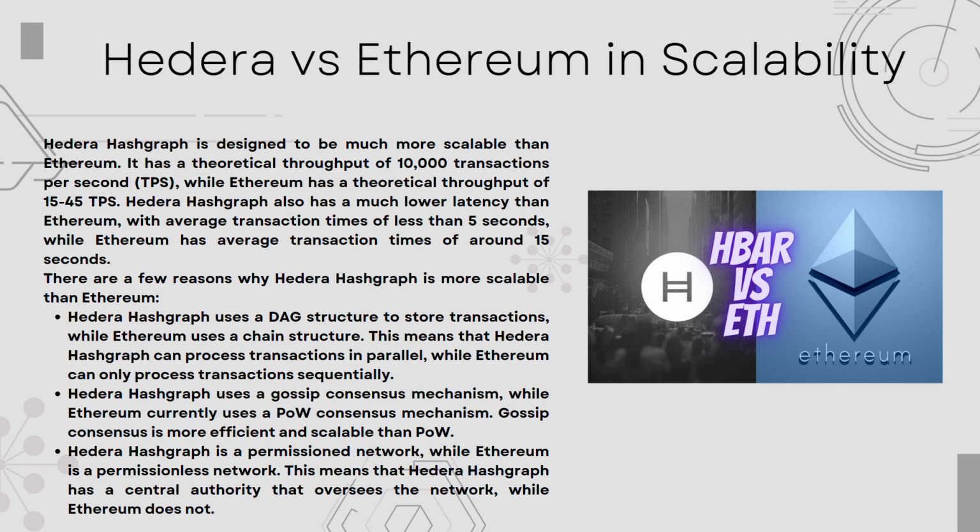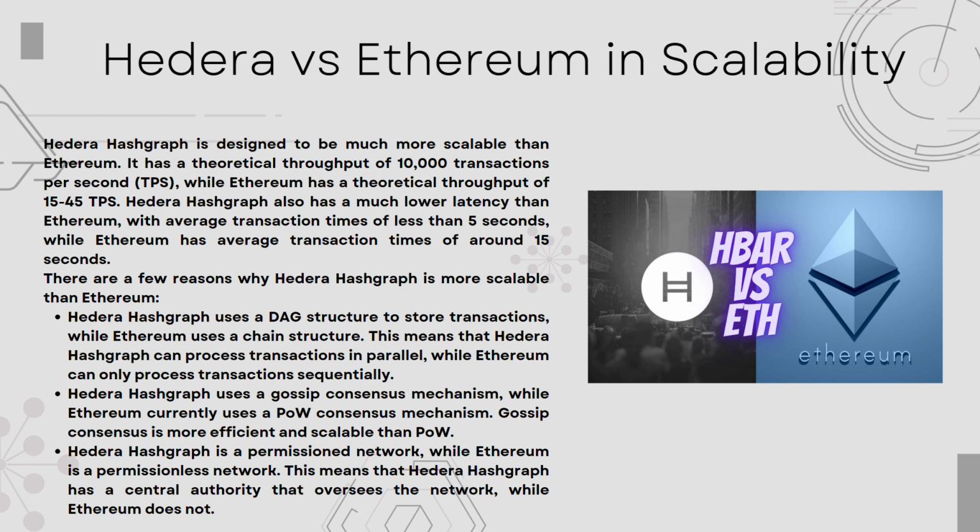Hedera Hashgraph also has much lower latency than Ethereum, with average transaction times of less than 5 seconds, whereas Ethereum has 15 seconds. There are a few reasons why Hedera Hashgraph is more scalable than Ethereum. Hedera Hashgraph uses a DAG structure to store the transactions, while Ethereum uses a chain structure.